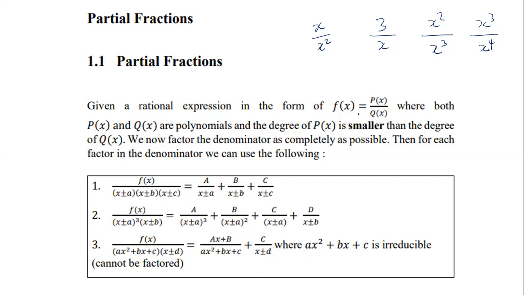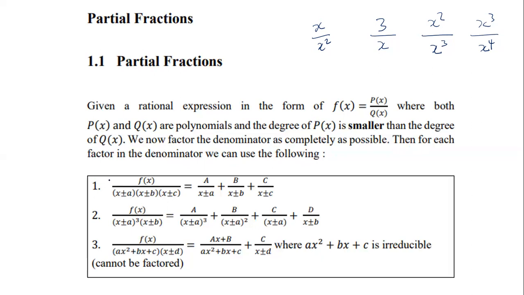So each and every time you are given rational functions with polynomials, we need to always look out for an opportunity to factorize our denominator completely, okay? But you will see what I mean when you solve different questions. Then, for each factor in the denominator, remember, q of x will be factorized, meaning it will be given in the form of factors. After factorizing q of x, for each factor in the denominator, we can use the following.